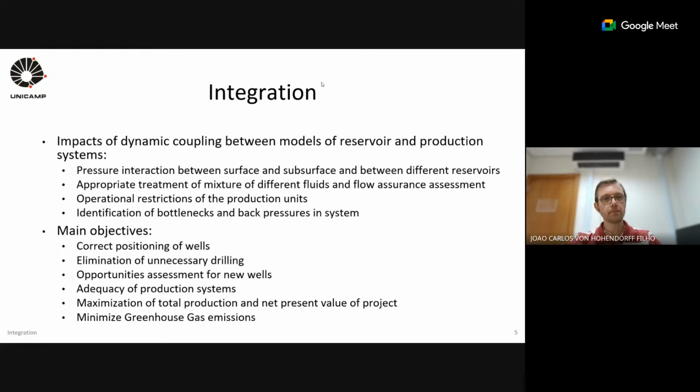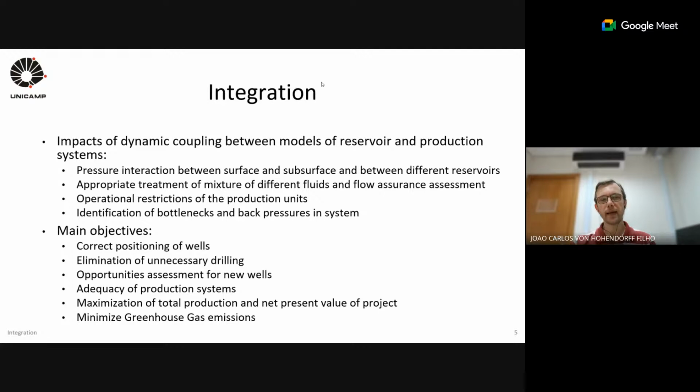We can evaluate the treatment of the mixture of different fluids from different reservoirs, or even the appropriate treatment for separate streams of fluids. Evaluating several aspects, such as phase behavior, questions related to flow assurance, and questions related to the combustion of part of the produced fluid, for example, natural gas. So the idea is to evaluate dynamically.